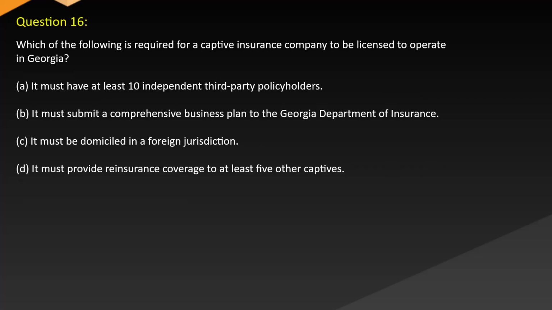Question 16. Which of the following is required for a captive insurance company to be licensed to operate in Georgia? A. It must have at least 10 independent third-party policyholders. B. It must submit a comprehensive business plan to the Georgia Department of Insurance. C. It must be domiciled in a foreign jurisdiction. D. It must provide reinsurance coverage to at least 5 other captives.